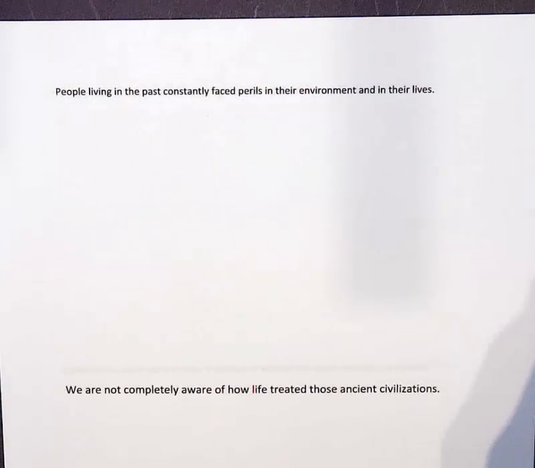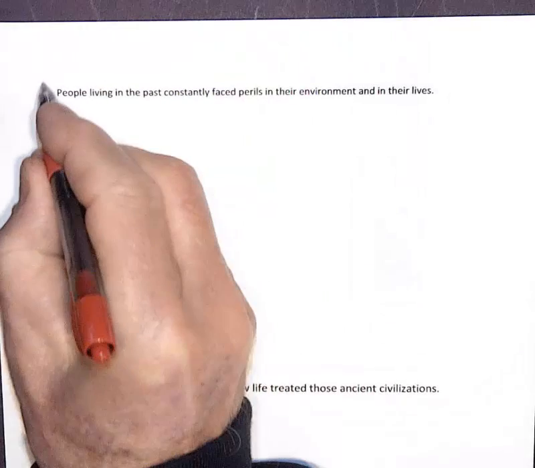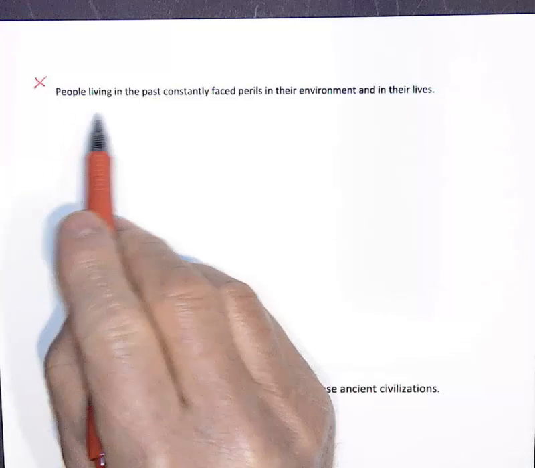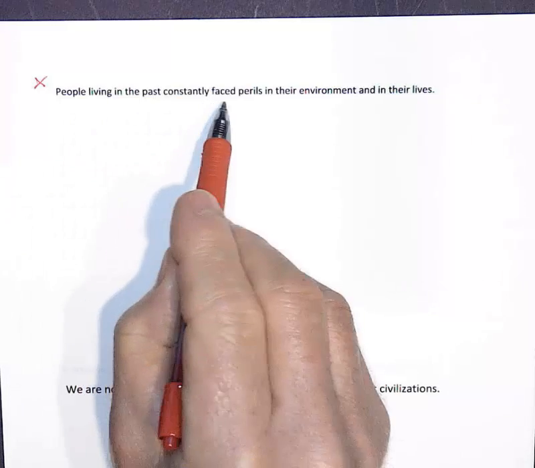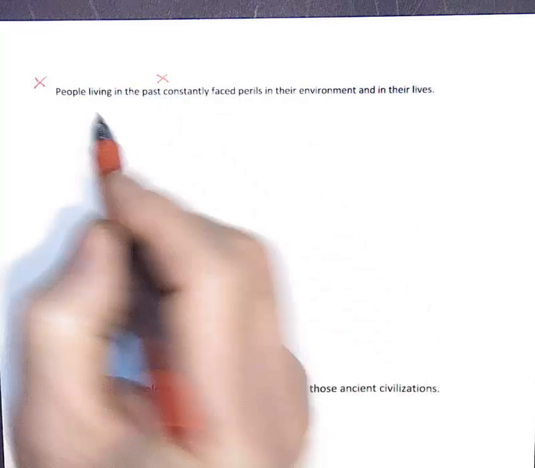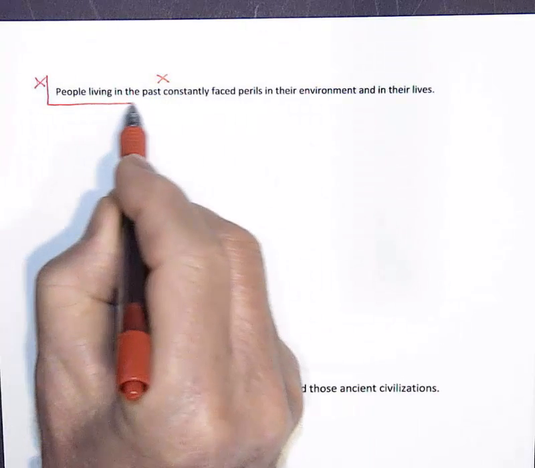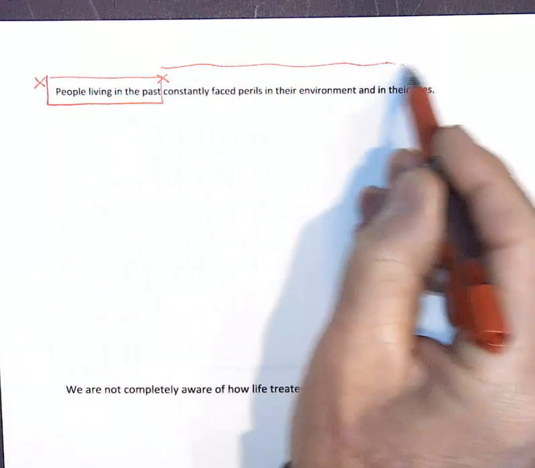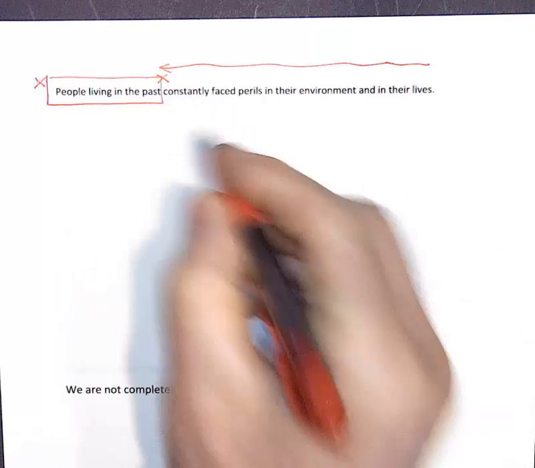So, people living in the past constantly faced perils in their environment and in their lives. Now, I don't see any shifters, so let's look for the X word. I don't see that either, but it's did. Did people living in the past constantly face? And people living in the past did not constantly face. Living in the past is our subject, and everything left is the predicate.